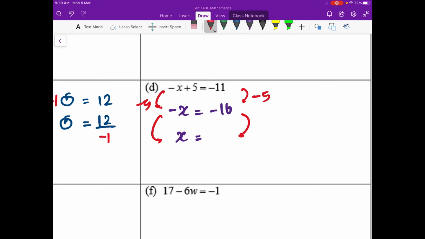Take away the minus. How do you take away the minus? Times minus 1, or divide by negative 1 also can, right? Or if you want, you can add x to both sides, then you add 16 to both sides. Also the same. So here I choose to divide by negative 1. Divide by negative 1, and I get 16. Whatever you do on one side, you must do on the other side.